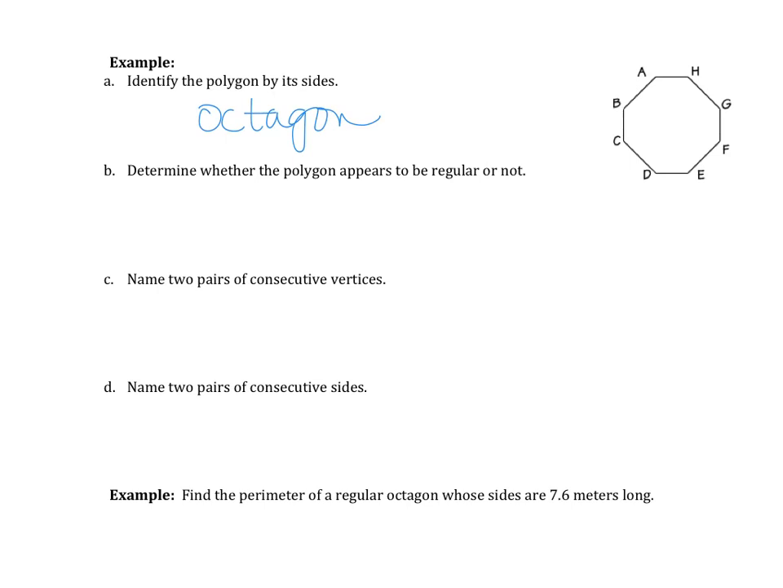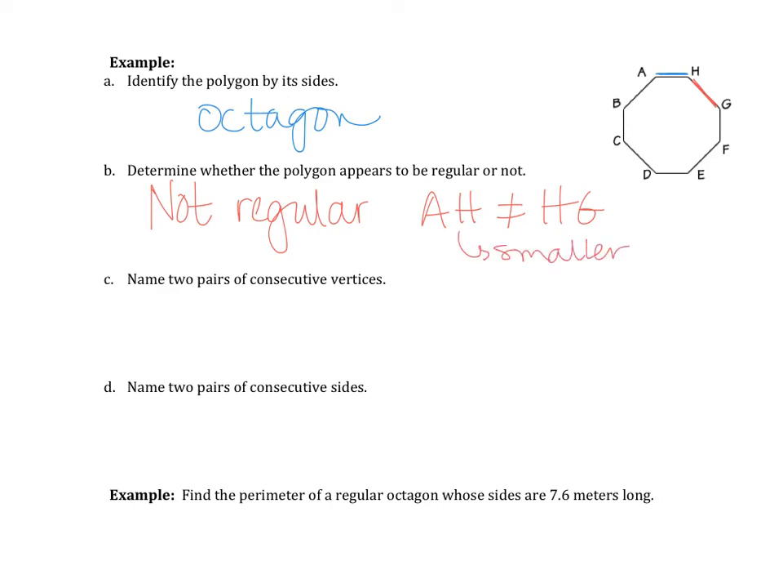It appears that, since we don't have any markings, we're going to go with appearing, but it appears that this side AH is actually a little shorter than that side HG. So in order to be regular, just a reminder, all sides have to be congruent and all angles have to be congruent. So this is not regular. I'm going to say that AH is not equal to HG. It appears smaller. Again, they have to be the same.